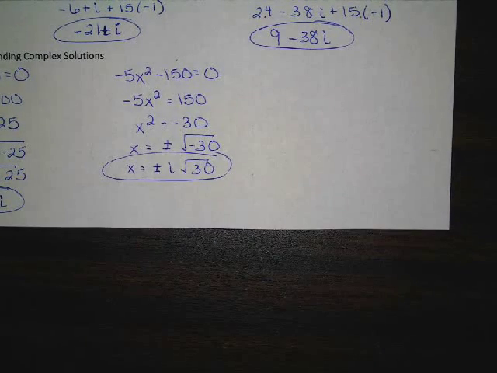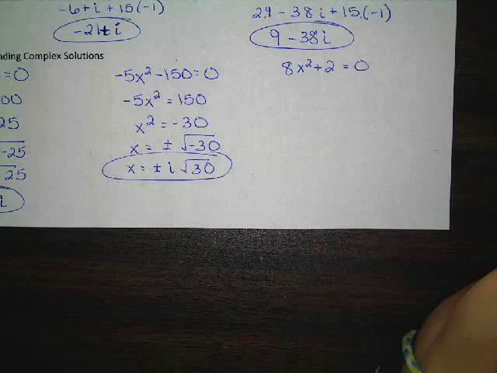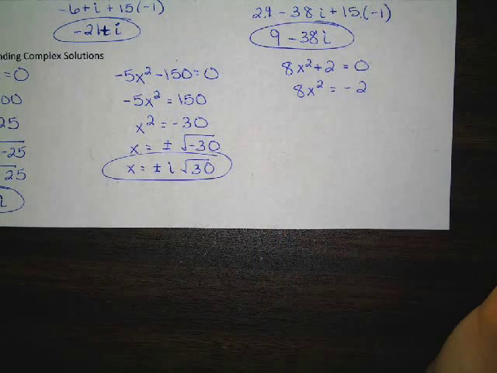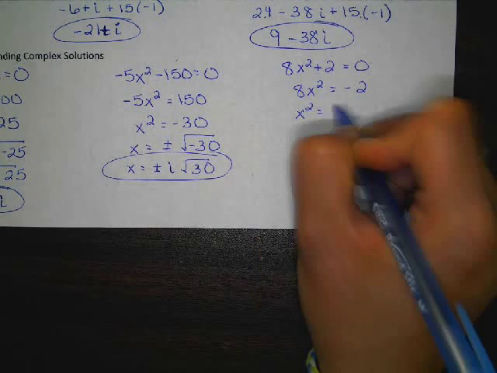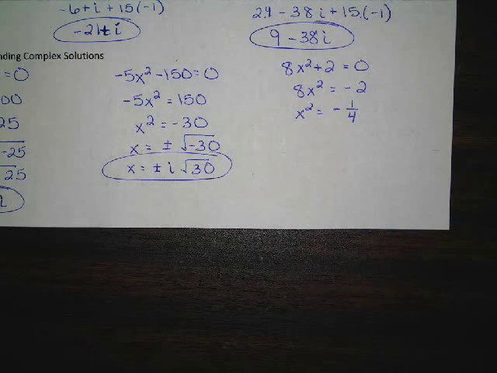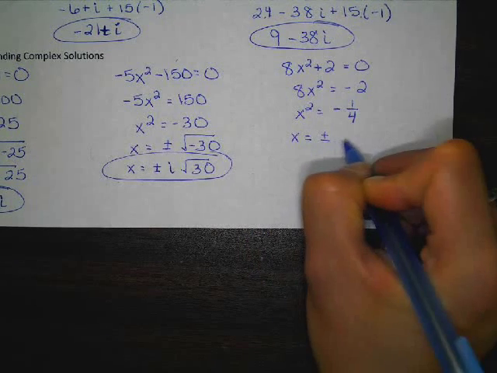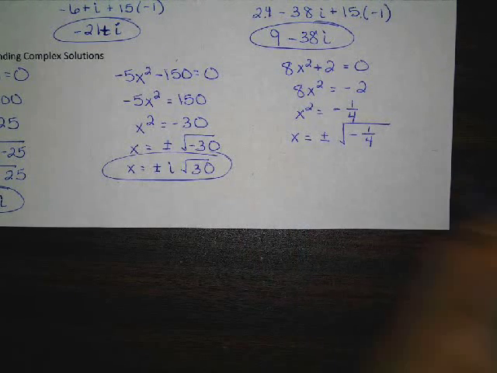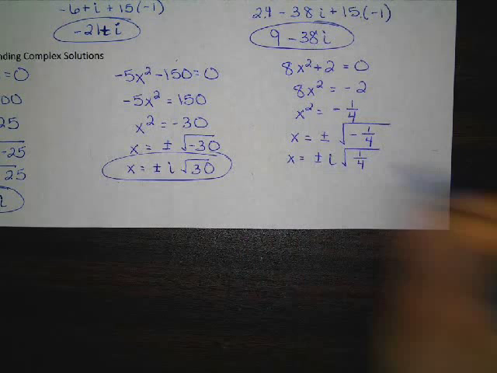Alright, last example. We have 8x squared plus 2 equals 0. Subtract the 2 over, so 8x squared is equal to negative 2. Divide by 8, which gives us negative 2 over 8, which simplifies to negative 1 over 4. Now again, same thing, we're going to square root both sides. So x equals plus or minus the square root of negative 1 over 4. Again, with that negative, we can take out an i, so we have plus or minus i times the square root of 1 over 4.